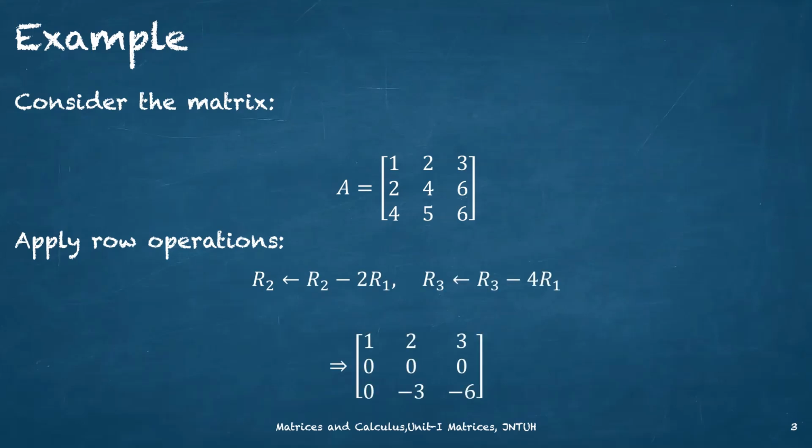Let's look at an example to understand how we find the rank of a matrix. We are given a matrix A with 3 rows and 3 columns. The matrix looks like this. Row 1 is 1, 2, 3, row 2 is 2, 4, 6, and row 3 is 4, 5, 6. To simplify this matrix, we perform row operations. First, we replace row 2 with row 2 minus 2 times row 1. Then, we replace row 3 with row 3 minus 4 times row 1. After performing these operations, the new matrix becomes row 1 is 1, 2, 3, row 2 becomes 0, 0, 0, and row 3 becomes 0, minus 3, minus 6. This helps us move towards finding the rank, which we'll calculate in the next step.